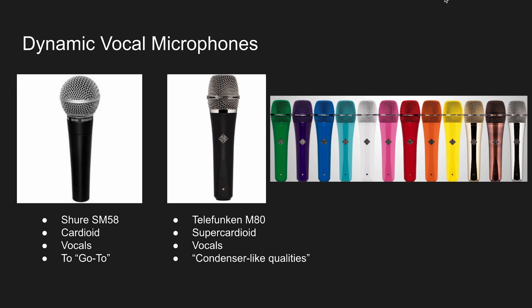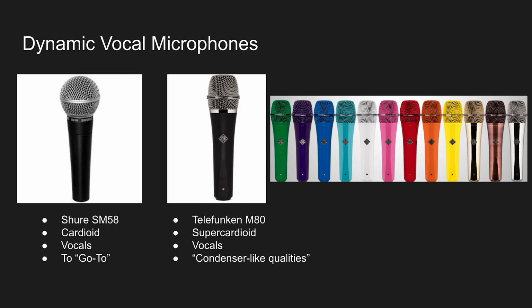Now let's get into great dynamic microphones for vocal mics, guitar, drum, bass, and we'll start off with vocals. These are all my personal preferences. I'll start by saying that. So dynamic vocal microphones. First off the bat, I highly recommend the Shure SM58 mic. They are a cardioid mic, and they're a vocals go-to.